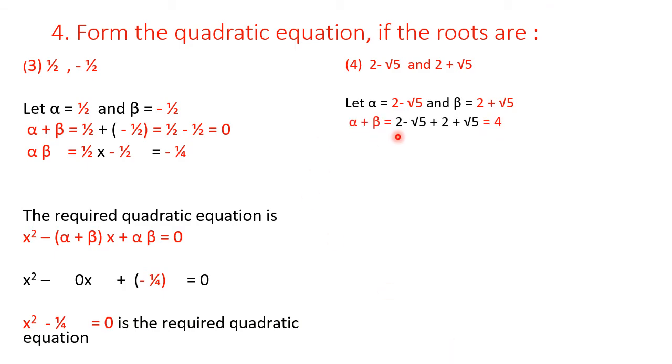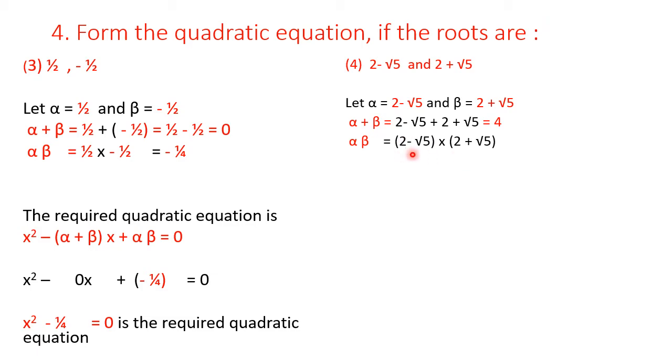So as you can see here, 2 plus 2 will be 4, and minus root 5 and plus root 5 will get cancelled because it will become 0. So you get only 4. Now alpha into beta when you do, so it's the multiplication of two things, 2 minus root 5, 2 plus root 5.